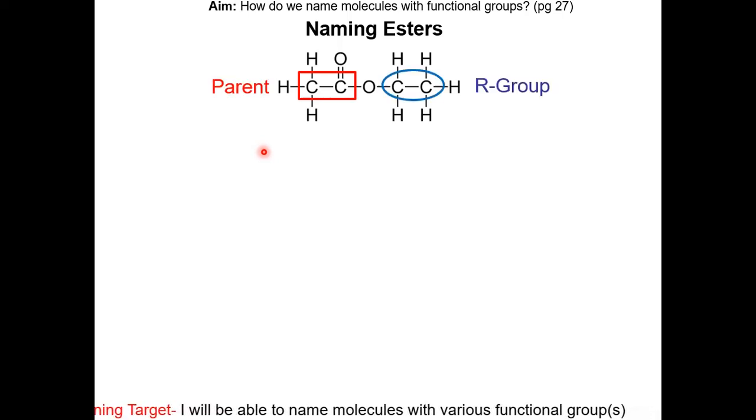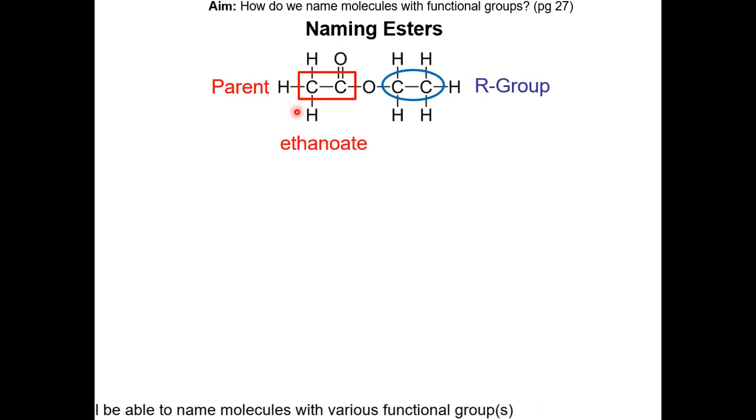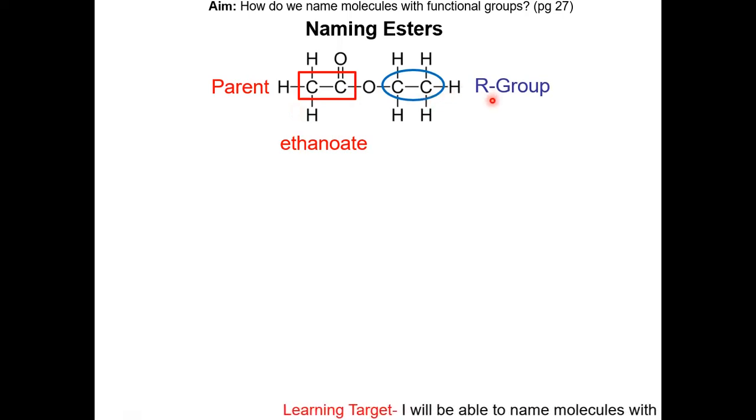The R group is attached to the oxygen. In this example, the parent chain is 2 carbons long. If you check Table R, for esters, you change the ending to -oate, so this becomes ethanoate. For esters, the R group bonded to the oxygen is an alkyl group. Since this alkyl group is 2 carbons, this is ethyl.